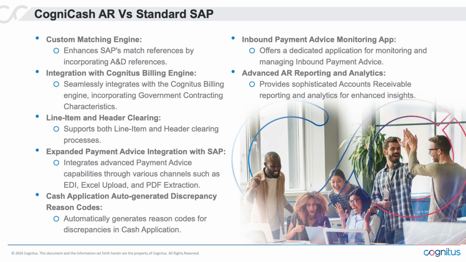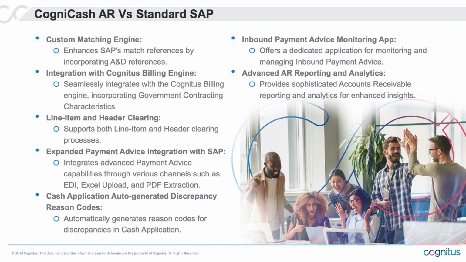In standard SAP, there are a limited number of references that can be used to match payments to invoices. And the CogniCash AR is designed to build on the advanced Cognitus billing engine that we've built to address government contract business. So there are a lot more references added that can be used to match payments and invoices around government business, such as prime contract numbers, voucher numbers, CLINs, and so forth. So we've expanded the ways of matching payments to an invoice. This results in a much more accurate and specific matching of payments to invoices.